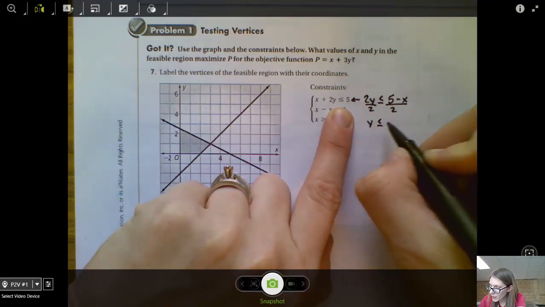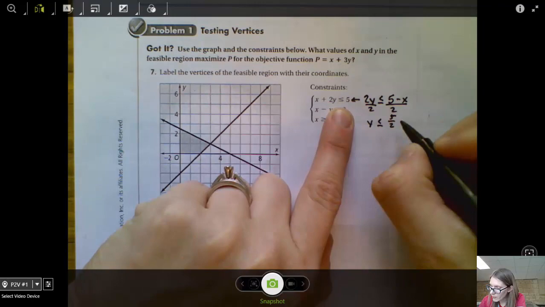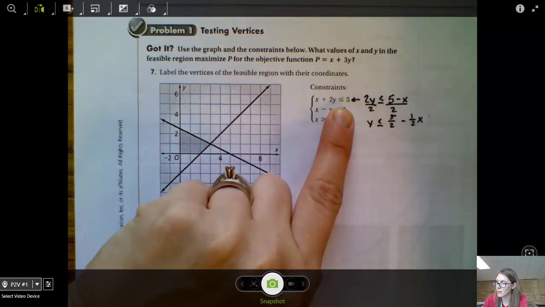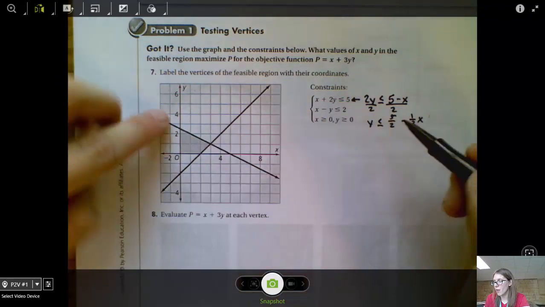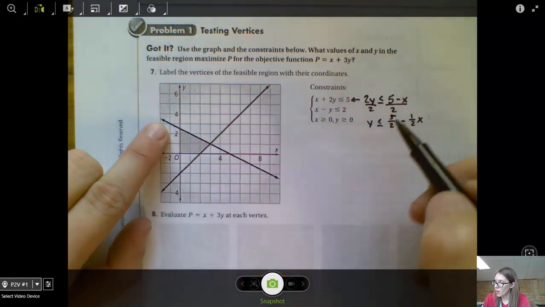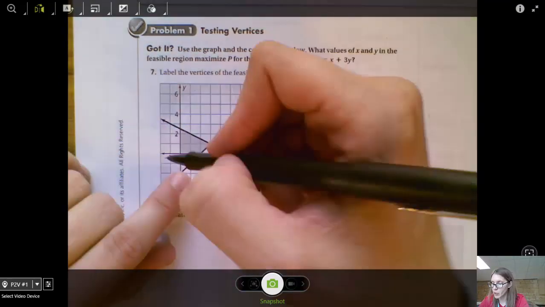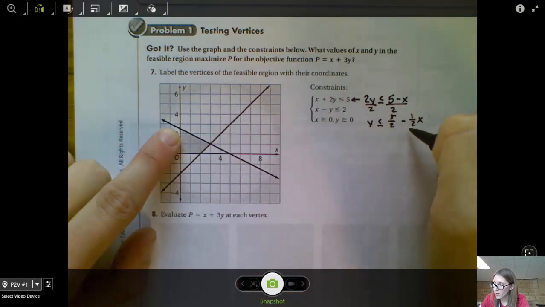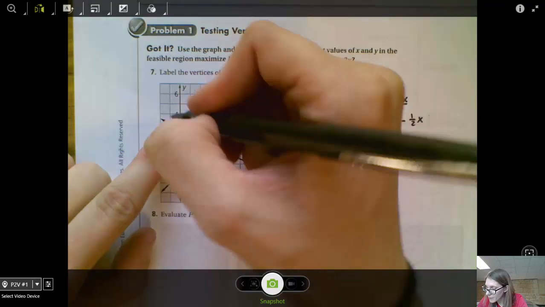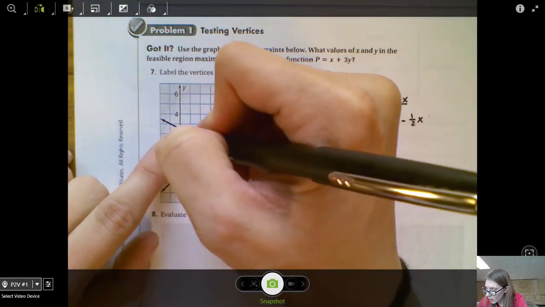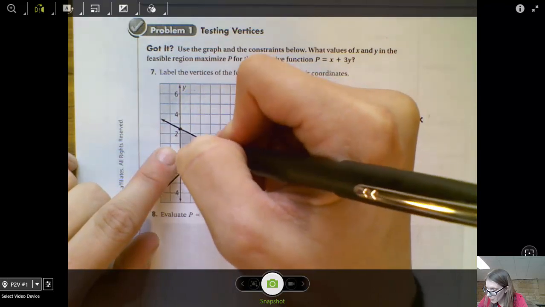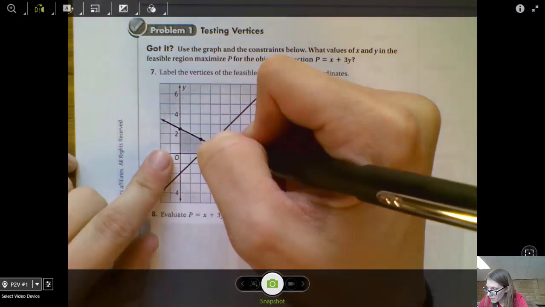We'd have y is less than or equal to 5 halves minus 1/2 x. And if you look at our graph, that's what this line is right here. Our y-intercept is 5 halves, or 2.5, and then our slope is negative 1/2. So we go down 1 over 2, down 1 over 2, and then we keep going.